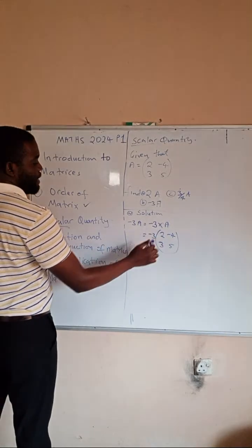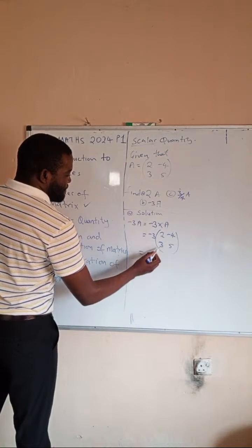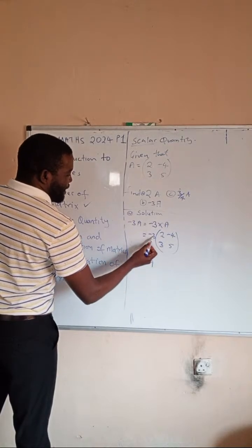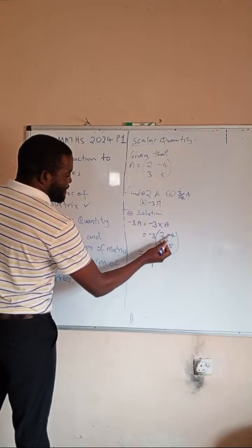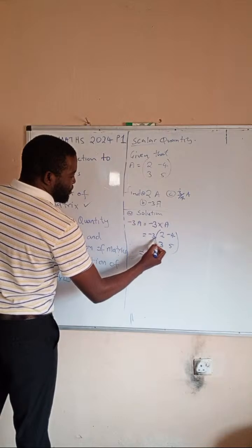So negative 3 times 2 will be negative 6. Negative 3 times 3 is negative 9. Negative 3 times negative 4, the negative becomes positive, so it's positive 12.